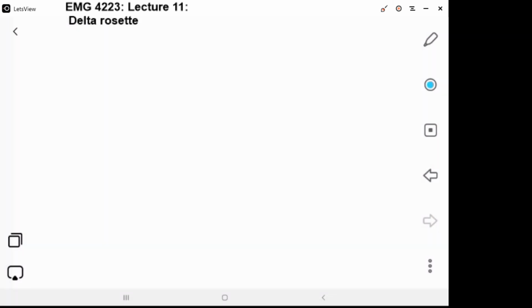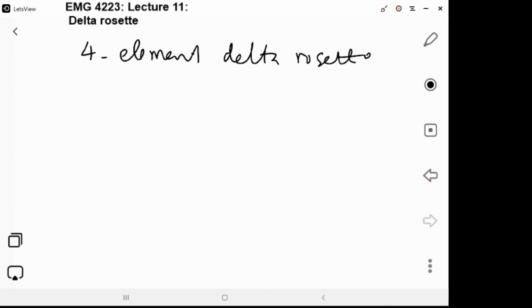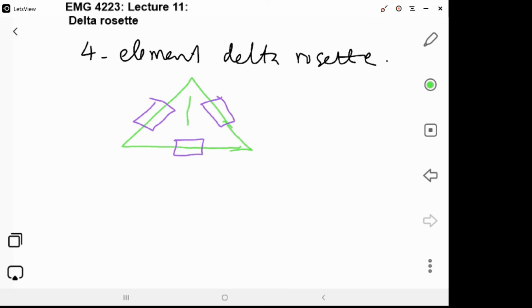Now, at times, we also have what we call the four element delta rosette. This is an extension of the three element, and what happens with this, we just have a fourth strain gauge, and it is used as a confirmation of the accuracy. It is just used to validate, and is usually along the y-axis. So we have a fourth strain gauge here. So this is A, B, C, and D.